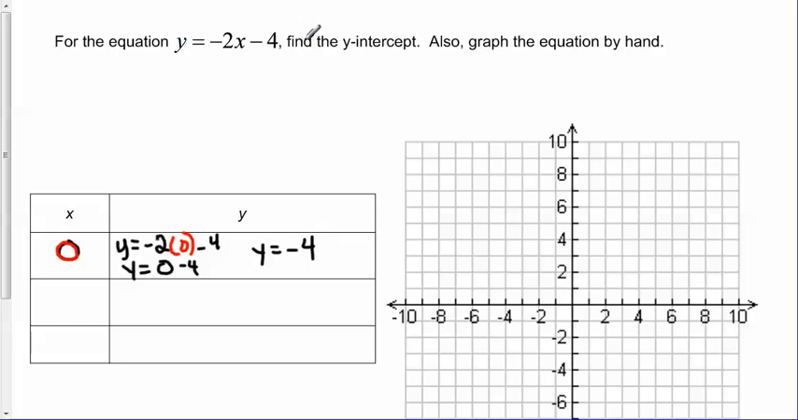So it's also going to be a point on my graph. So I can go ahead and plot that right now. There's 0, negative 4 right there. Now we can choose any two other values for x. There are no right or wrong values for x to choose. Now there can be smart values and not so smart values, or easier values and harder values. But certainly we have lots of leeway for the values of x that we choose.